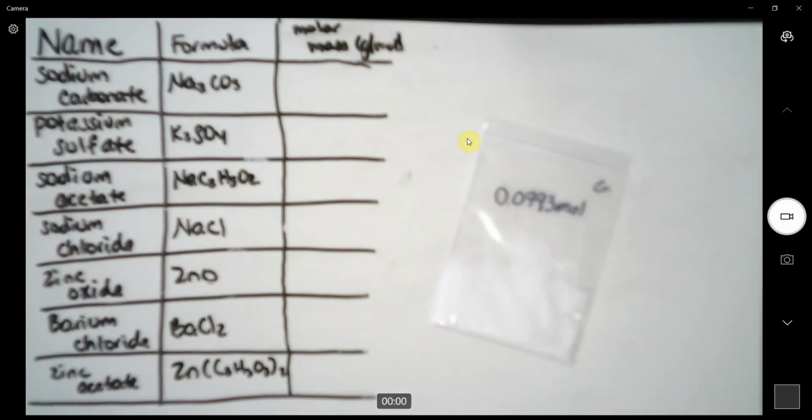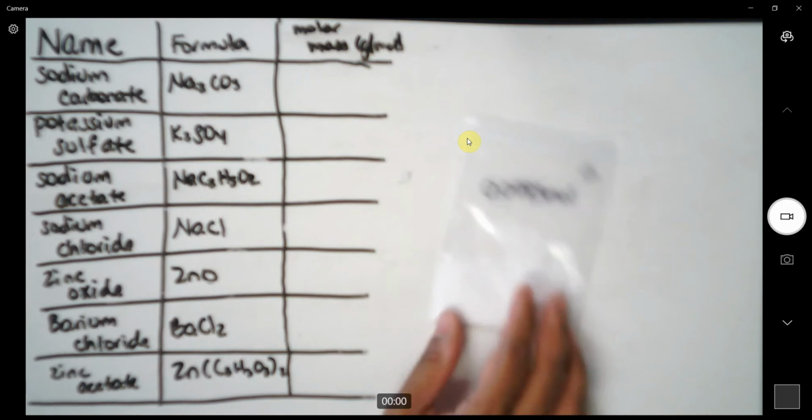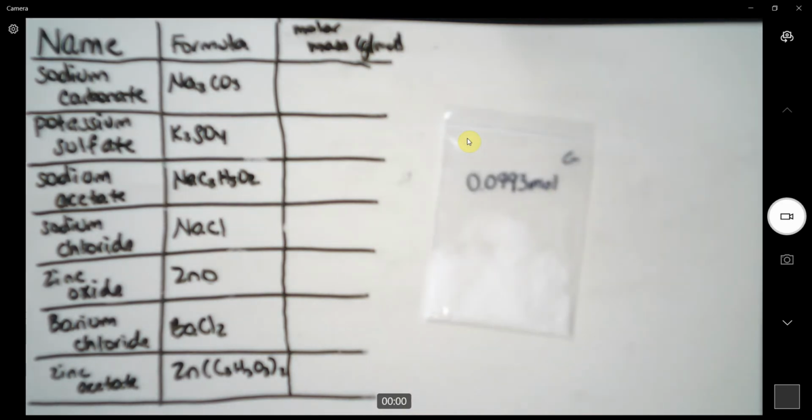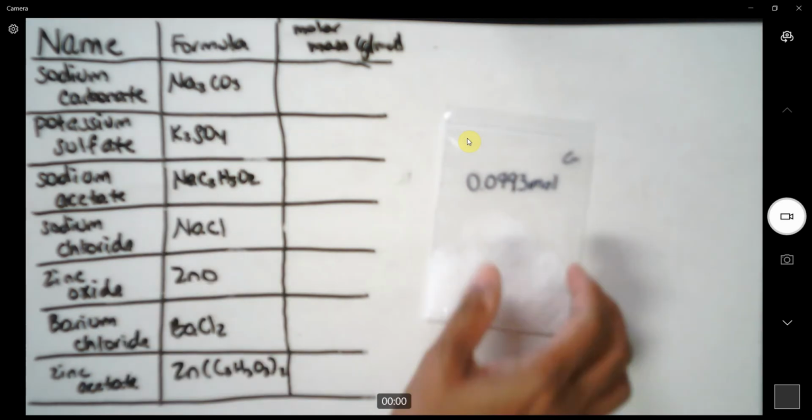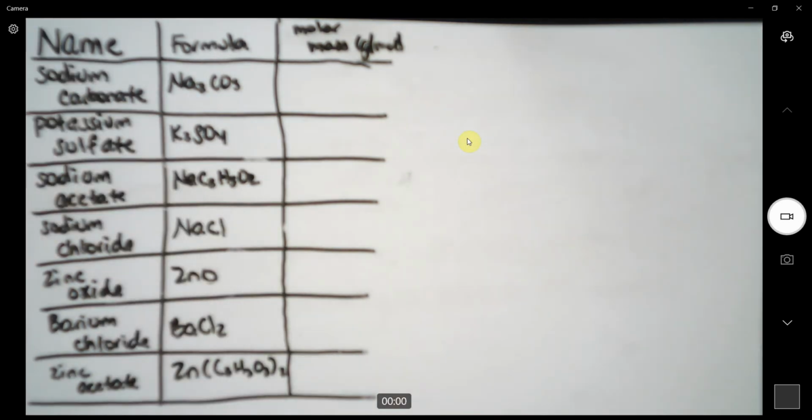So we had an unknown substance in a bag, and we were given the number of moles as well as the substance identifier. Our job was to figure out how to match it up to one of these substances. So the first thing we have to do is figure out the molar mass of each of these.